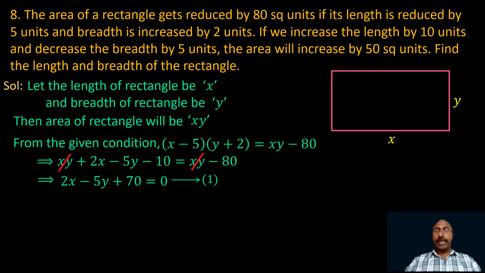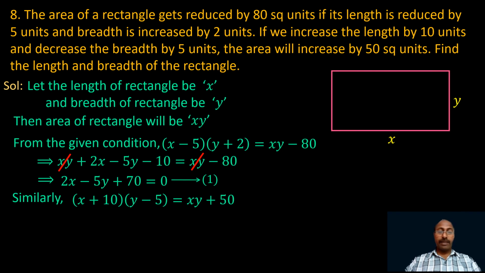And now according to the second situation, second case, if we increase the length by 10 units, what will be the new length? x plus 10. And decrease the breadth by 5 units, new breadth is y minus 5. The area will increase by 50 square units. New area will be xy plus 50. That is, (x plus 10)(y minus 5) is equal to xy plus 50.